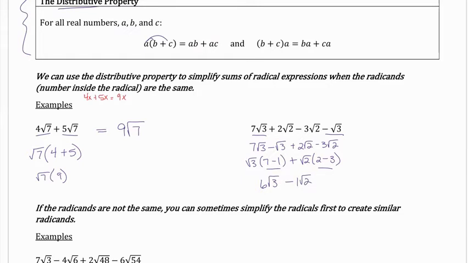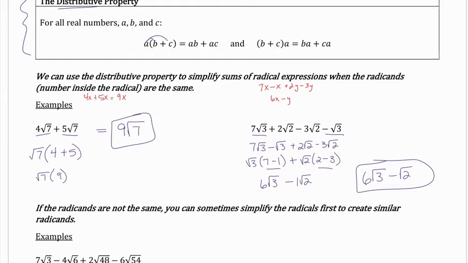Now, I can't do anything else with this, right? It's a lot like if I had, again, if you want to think like 7x minus x plus 2y minus 3y, we'd end up with 6x minus y. I can't do anything else with that. Same thing if you have radicals. Because they're different numbers inside the radical, that's all I can do. So my answer is 6 radical 3 minus radical 2.